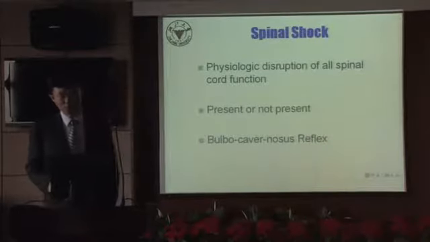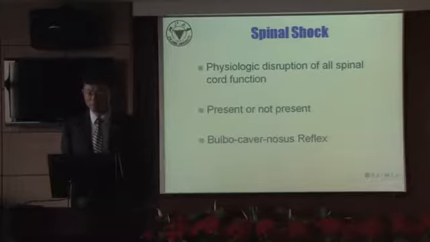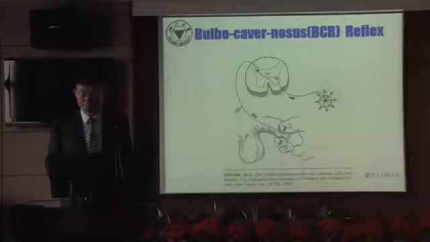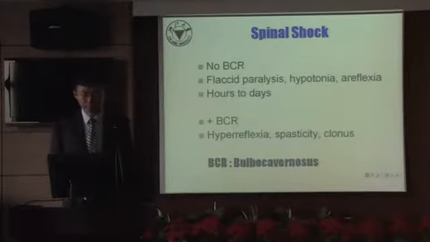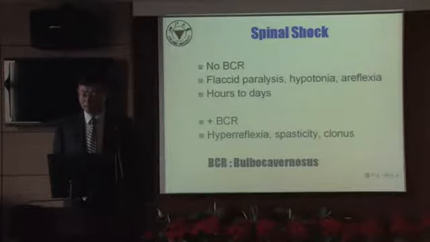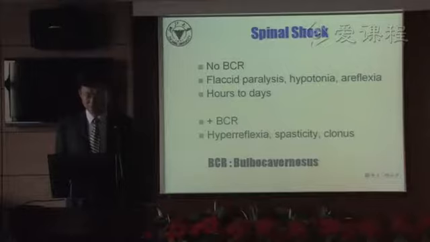Spinal shock is the physiological disruption of all spinal cord functions. Check whether the bulbocavernosus reflex is present or not present. This is the bulbocavernosus BCR reflex. Spinal shock: no BCR, flaccid paralysis, hypotonia, areflexia. Once the BCR is positive, there is hyperreflexia, spasticity, and clonus.